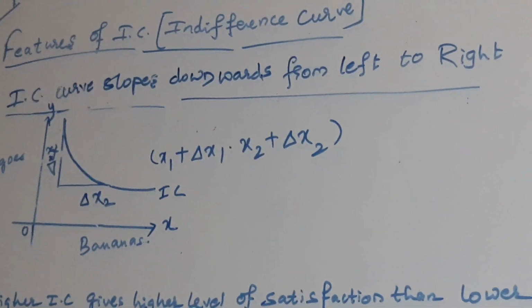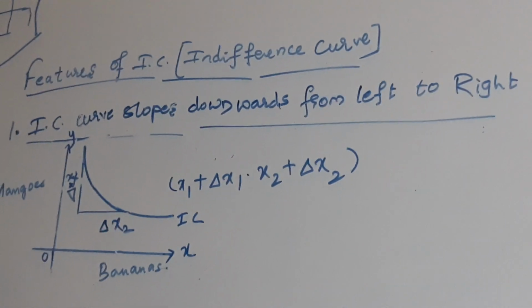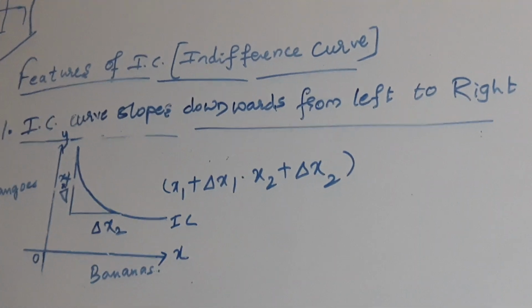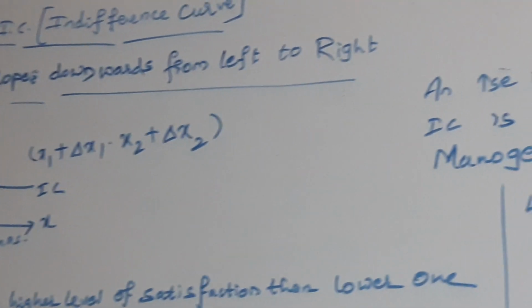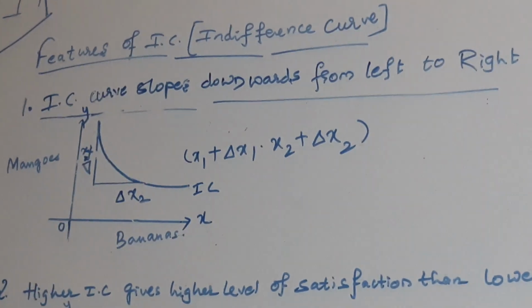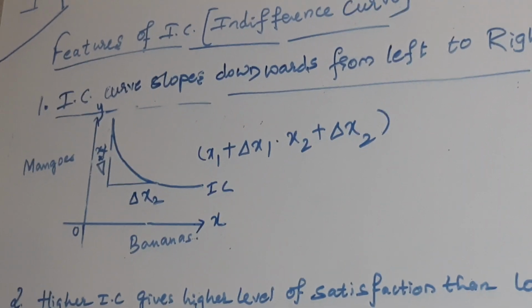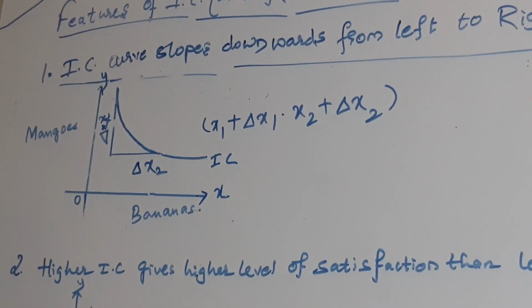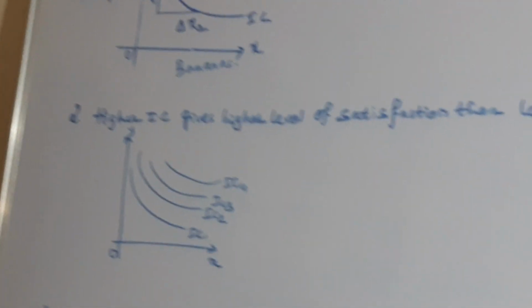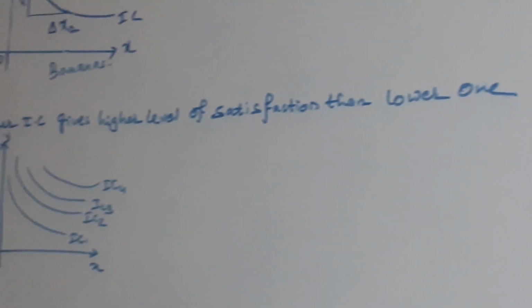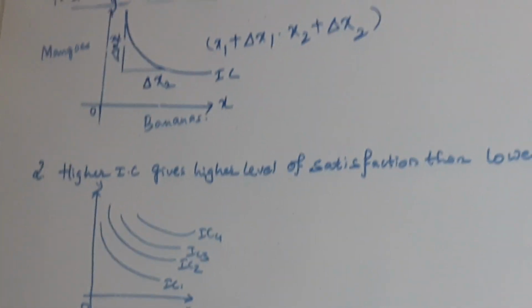Good morning, students. In the last class, we studied the indifference curve and indifference map. So, what do you mean by indifference curve? The indifference curve shows the different combinations of the two commodities in which the consumer gets equal satisfaction. Whereas the indifference map is a group of indifference curves wherein the higher IC will give a higher level of satisfaction. Now, we are going to study the features of the indifference curve.